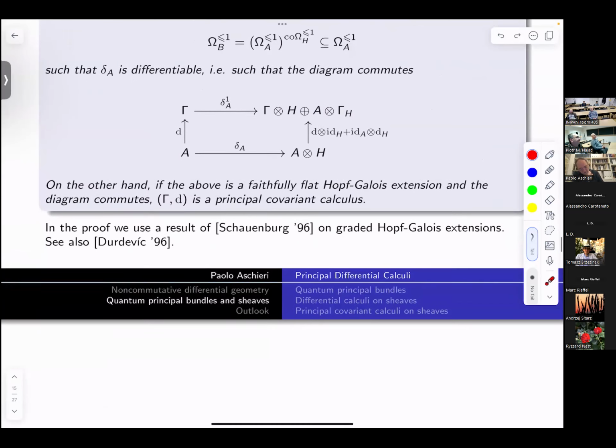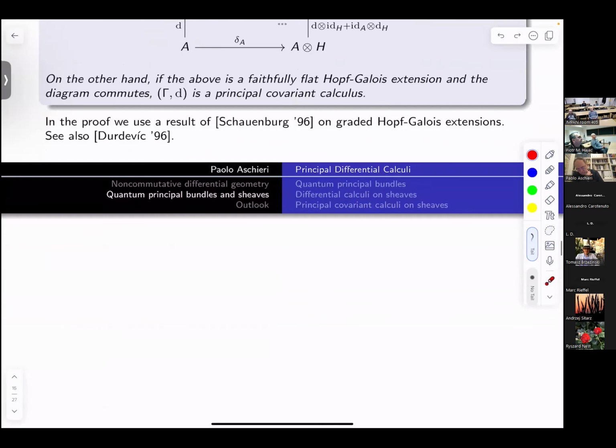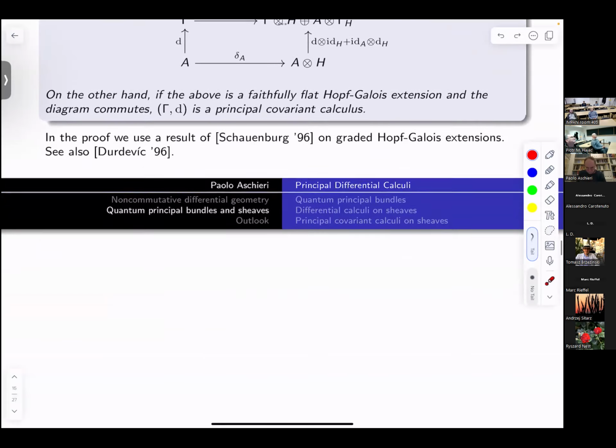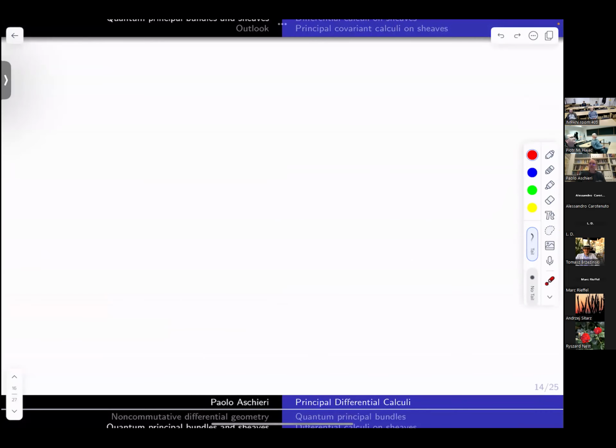The proof of this theorem relies quite heavily on results that Schauenburg found for graded algebra extensions without the use of the differential, the exterior derivative. A similar approach is also found in Durdevich. So this was for the part of the differential calculus on Hopf algebras, on Hopf Galois extensions.